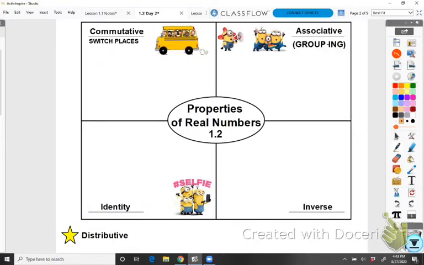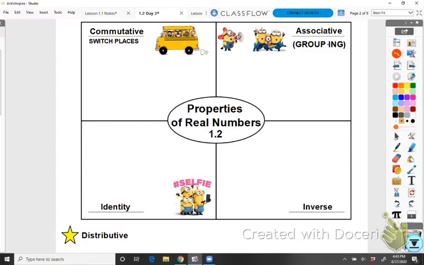This lesson is on properties of real numbers, section 1-2. These properties work for addition and multiplication. So the commutative property is all about two things switching spots. It works for addition and multiplication.